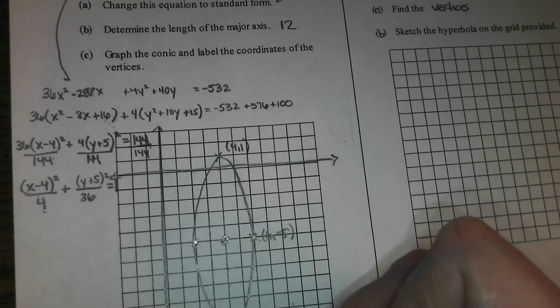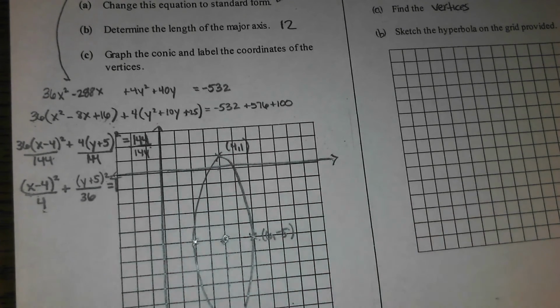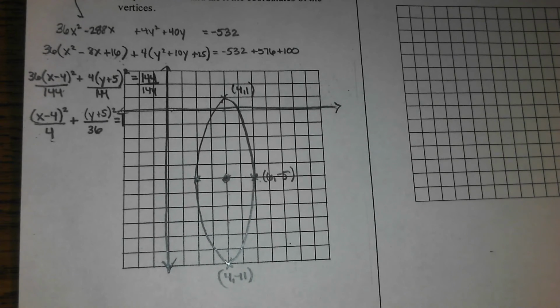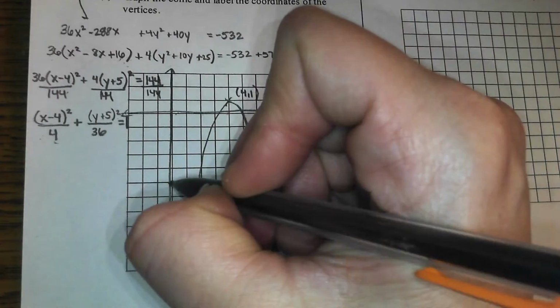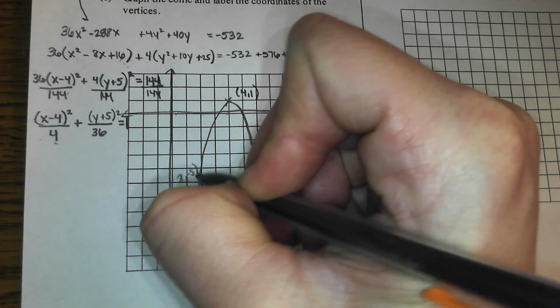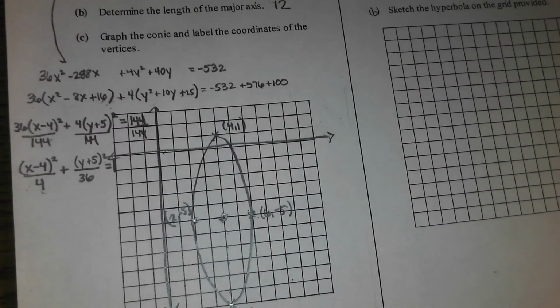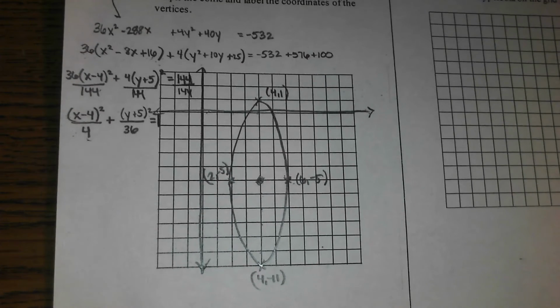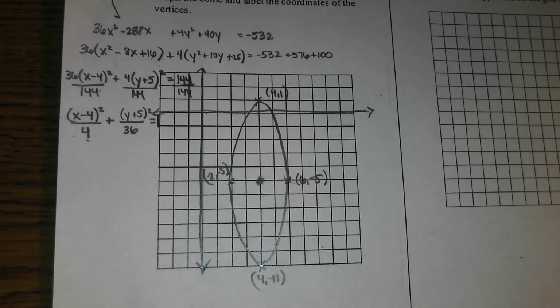4, negative 11. And 2, negative 5. They didn't ask us for this, but they could, so I'm just going to go over it. What is the value of A here?